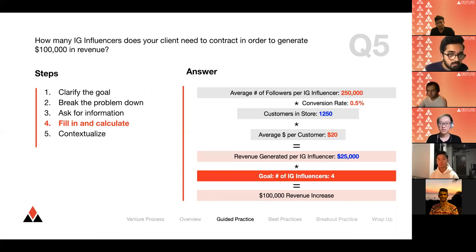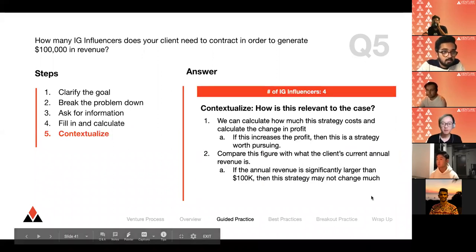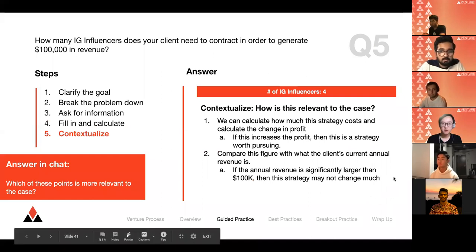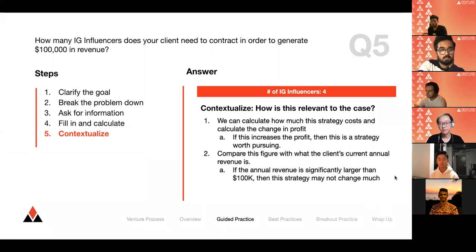But this is a B+ answer, right? The important part is contextualizing what the number 4 means. So now you want to ask yourself, okay, how is this relevant to the case? On the screen here are 2 potential next steps we can take now that we know this number.